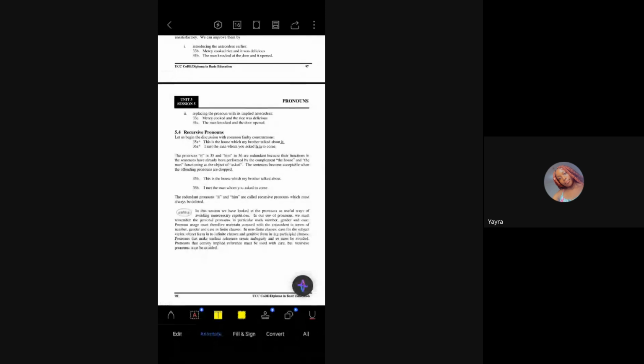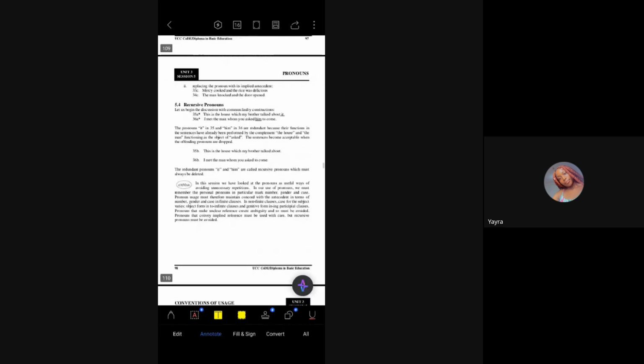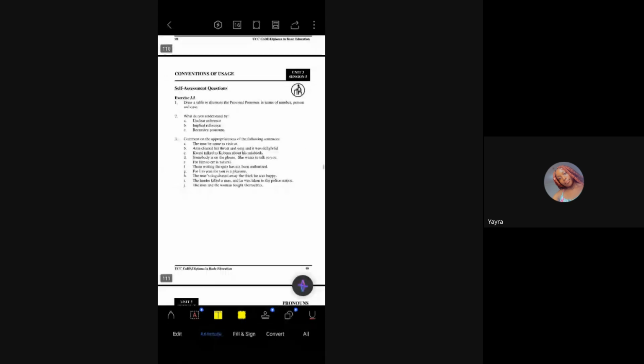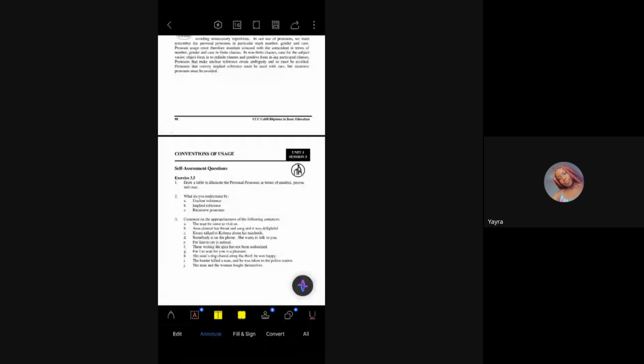And we have the recursive pronouns. Recursive pronouns refer back to themselves within the sentence by repeating the same pronoun within the sentence. So this is the house which my brother talked about it. Here, the "it" is still referring back to the house.